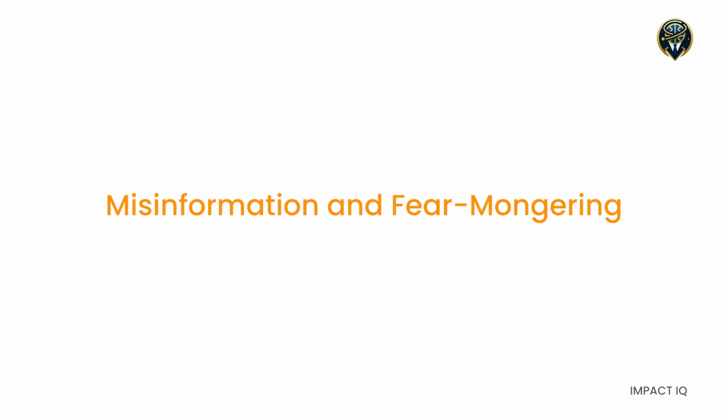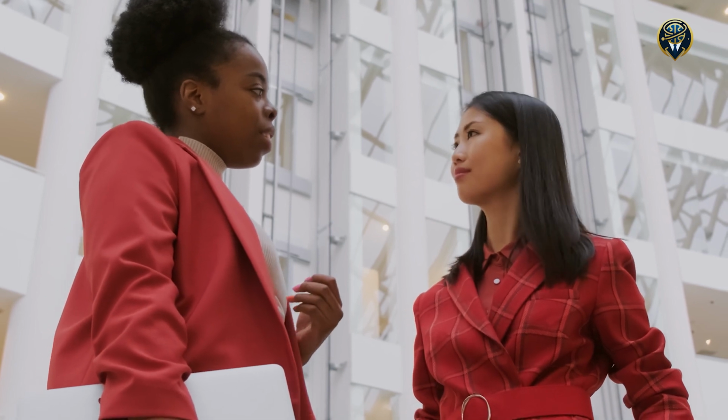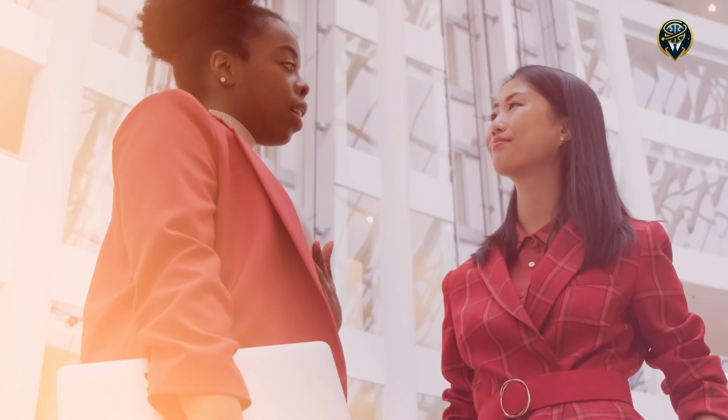Misinformation and fear-mongering. Misinformation and fear-mongering are tools that political campaigns wield with alarming effectiveness. In an age where information is abundant, discerning truth from fiction has never been more challenging. Campaigns often spread misleading information or half-truths to create fear, uncertainty, and doubt among voters. This tactic can manifest in various ways, from exaggerating a rival's past actions to propagating dire predictions about the future if they gain power. This manipulation doesn't just affect individual beliefs, it can shape the overall narrative of an election. When fear takes precedence over facts, critical discussions about policies and issues get drowned out, leaving voters more susceptible to the whims of political messaging.